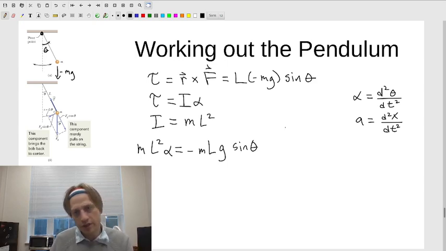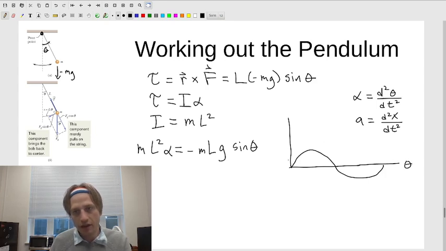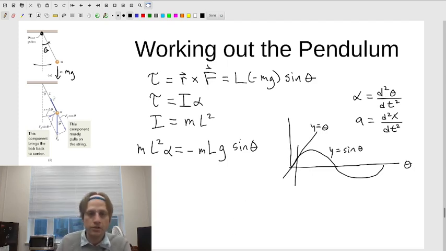Now, to go further in this analysis, it's going to be useful to remember that if I'm dealing in radians here, it turns out that sine of theta and just theta look very similar. So this is y equals sine of theta. This is y equals theta. If you go close to the origin, they are right on top of each other. So if we work just with little oscillations, just going around the bottom here, I can replace that sine of theta with a regular old theta.